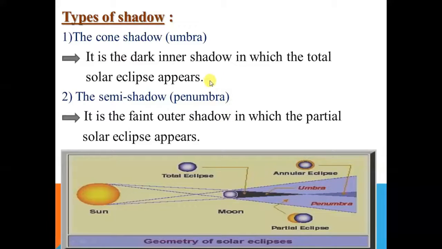So, who can tell me now what's the difference between umbra and penumbra? Yes, right. The difference between them: the umbra is the dark area that's formed behind the moon. The penumbra is the faint area that is formed also behind the moon. Okay, that's the difference between umbra and penumbra.